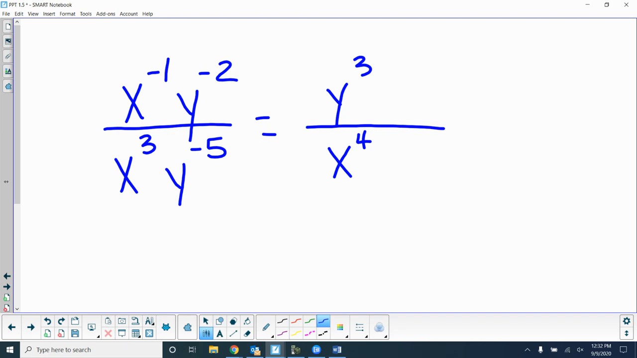If you want to do that, you can. So 5 up there, 2 there, an x to the 1 and an x to the 3 gives you 4 of them, right? And what's 5 minus 2? 3. So you still get the 3 up top and 4 in the bottom. Okay?